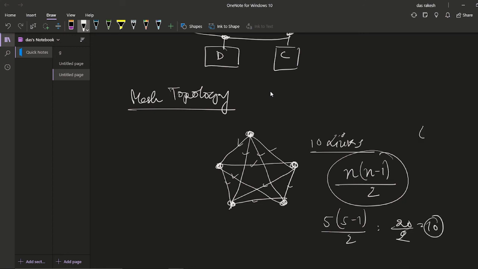Say for 6 nodes, 6 times 5 divided by 2, so 15 links are possible. These links refer to a path for data communication from one node to another node. Mesh topology is also known as the decentralized approach, the concept of decentralization.